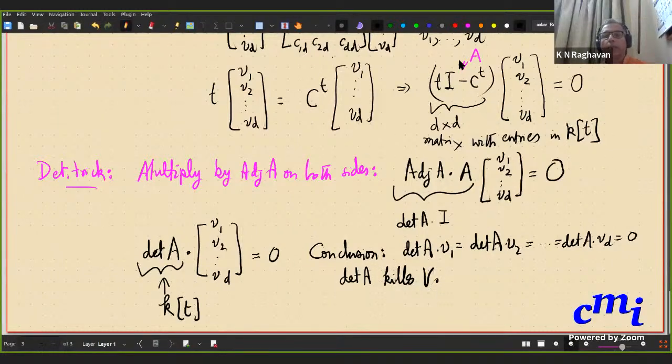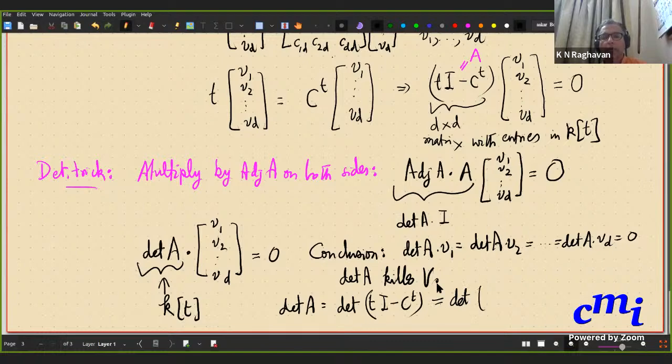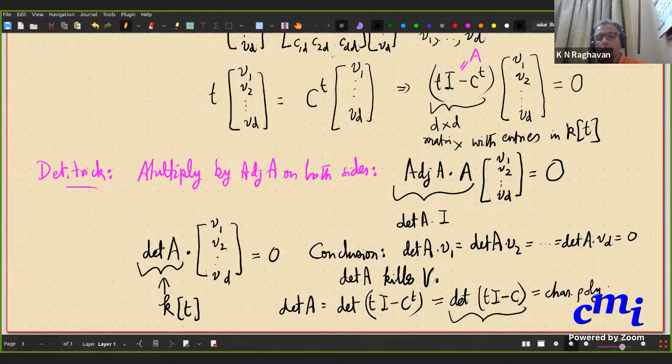But what is the determinant of A? It is the determinant of T times I minus C transpose. Taking the transpose, since T times I is a diagonal matrix it remains the same, and the transpose of C is C. And this is nothing but the characteristic polynomial of T. So the conclusion is that the characteristic polynomial of T kills V, which means this is the Cayley-Hamilton theorem. So CH is proved. QED.